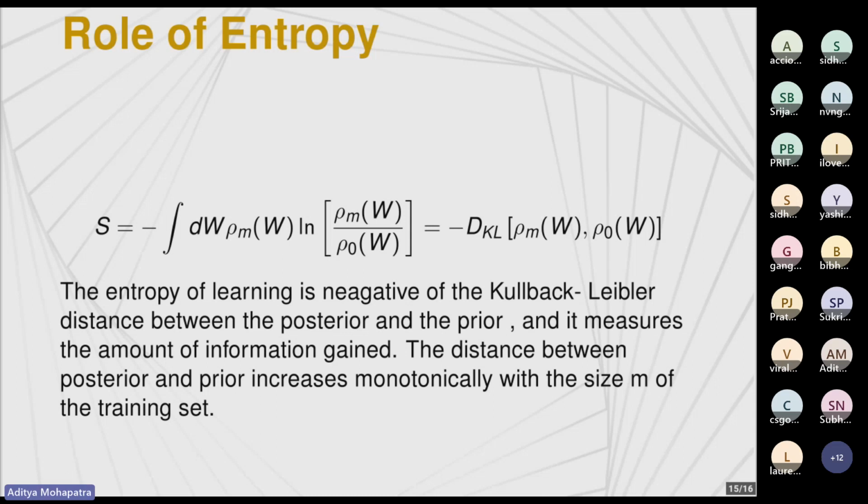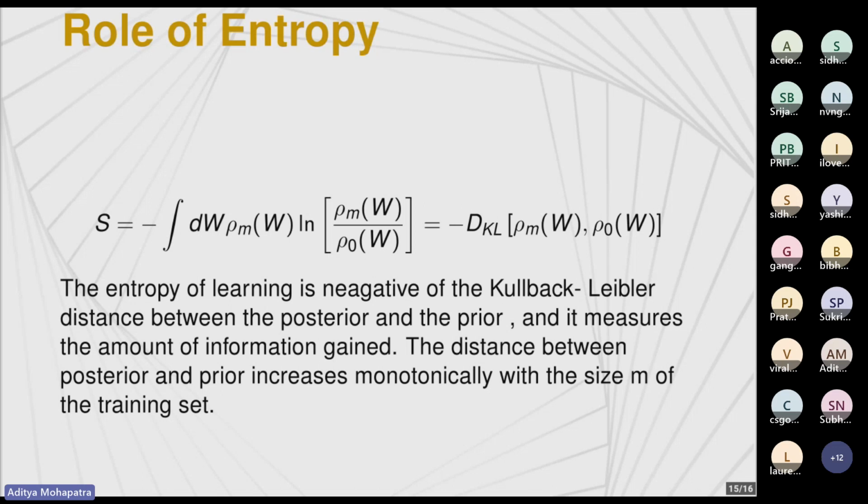And this Kullback-Leibler distance is very widely used in machine learning. Basically, if you have used some machine learning algorithms that use cross entropy loss, like binary cross entropy, that essentially means minimizing KL divergence.